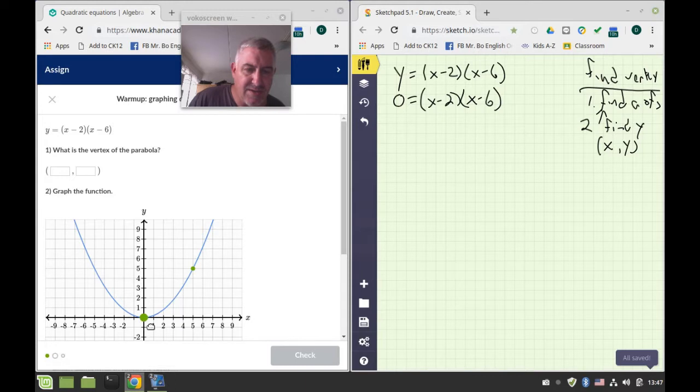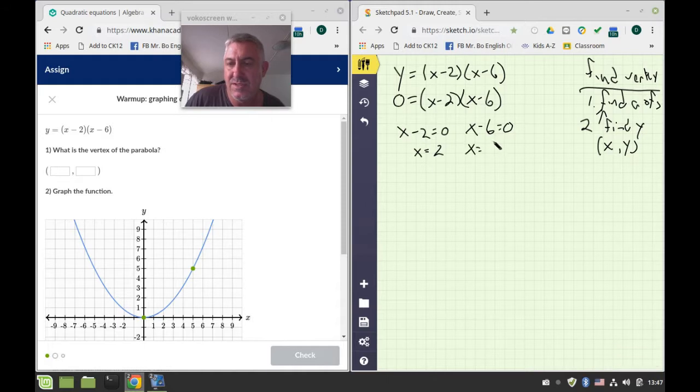Alright, the x-intercept is when y equals 0, so we said y equals 0. When y equals 0, that's when it crosses the x-axis. And by our zero product property rule, we know that x minus 2 equals 0, or x minus 6 equals 0. So that means x is equal to 2, or x is equal to 6.